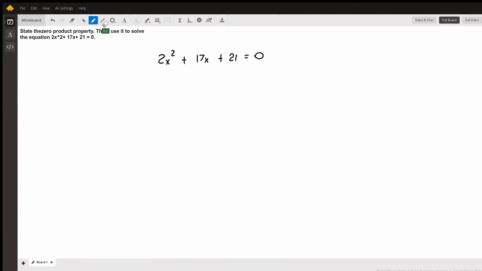Alright, in this problem we're asked to state the zero product property, then use it to solve this polynomial equation, 2x squared plus 17x plus 21 equals 0.